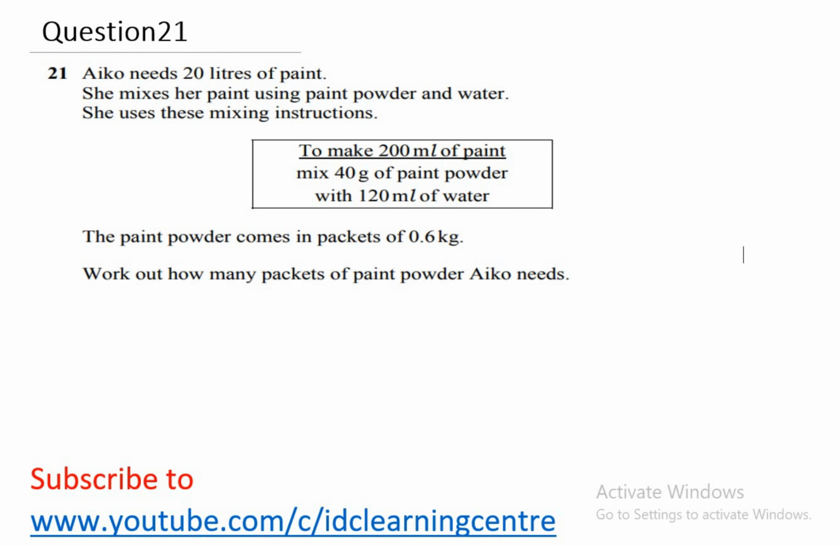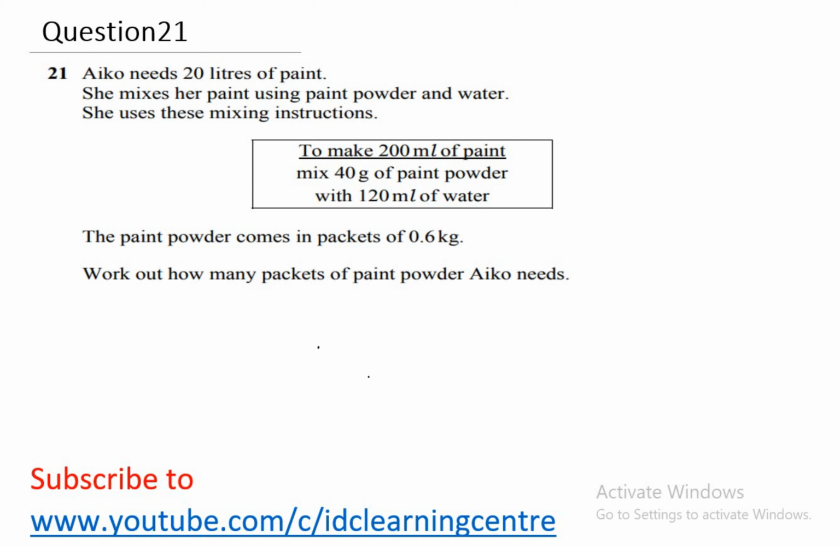Question 21. Aiko needs 20 liters of paint. She mixes her paint using paint powder and water. She uses these mixing instructions. To make 200 milliliters of paint, mix 40 grams of paint powder with 120 milliliters of water. The paint powder comes in packets of 0.6 kilogram. Work out how many packets of paint powder Aiko needs.